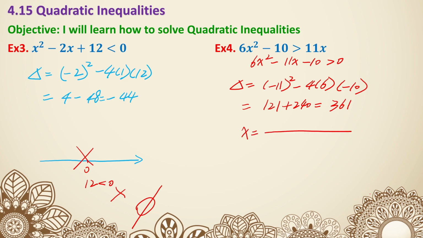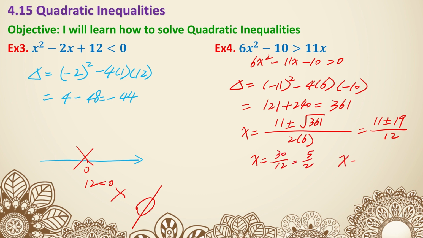But you can use the quadratic formula to solve. x equals -b, which is 11, plus or minus the square root of 361, all over 2a, 2 times 6. This is actually 11 plus or minus 19, all over 12. So the two answers: if it's plus 19, it's 30 on the top over 12, which is 5/2. If it's minus 19, it's -8 over 12, so it's going to be -2/3. Let's put them down. No equal sign on the inequality symbol, so open circles at -2/3 and at 5/2.